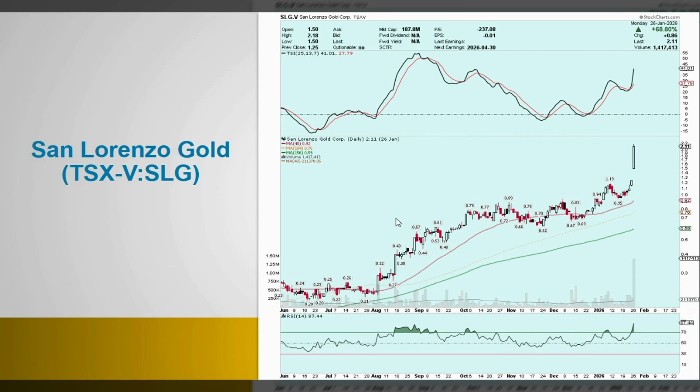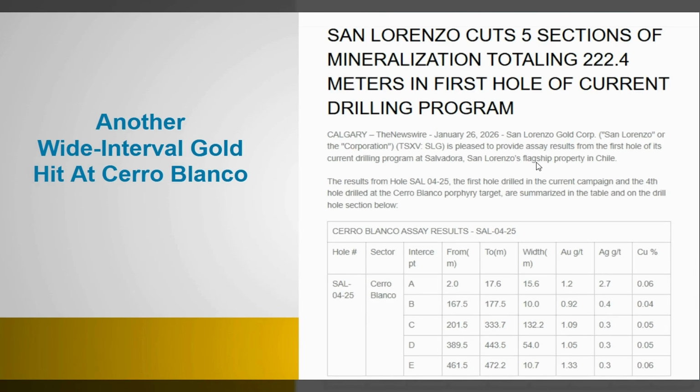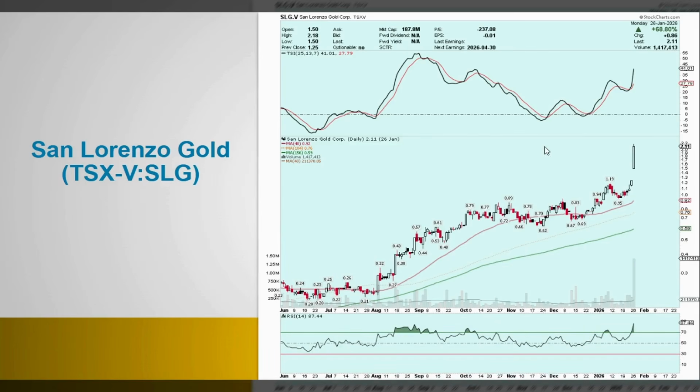And this is an example, San Lorenzo Gold. So this company is here today. And look at what happened in January, right? Big breakout within the context of an uptrend. And what happened? Another drill result from Cerro Blanco at the Salvadora property in Chile. And in total, it's 222 meters in the first hole of the drill program and averaging above a gram per ton gold, right? So that was a very good hit.